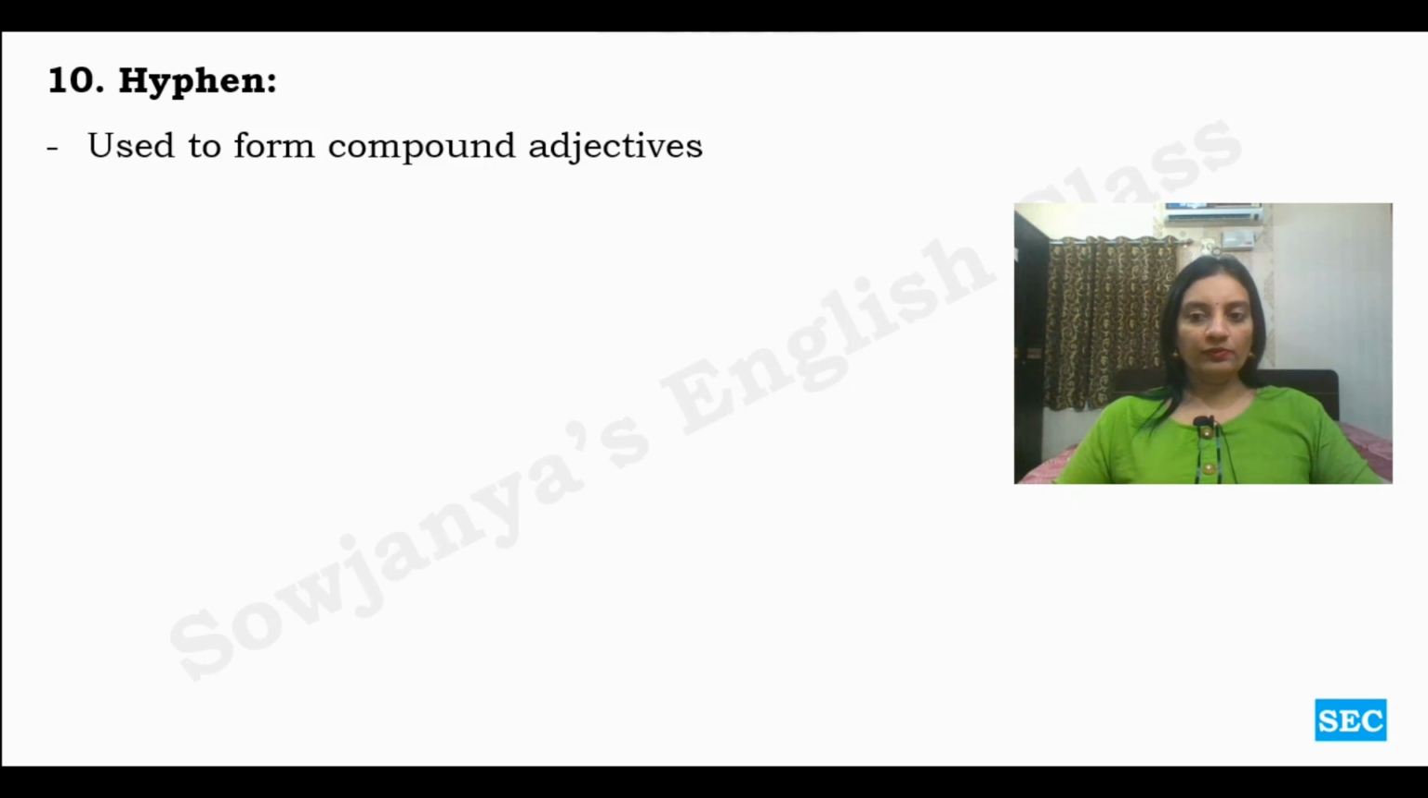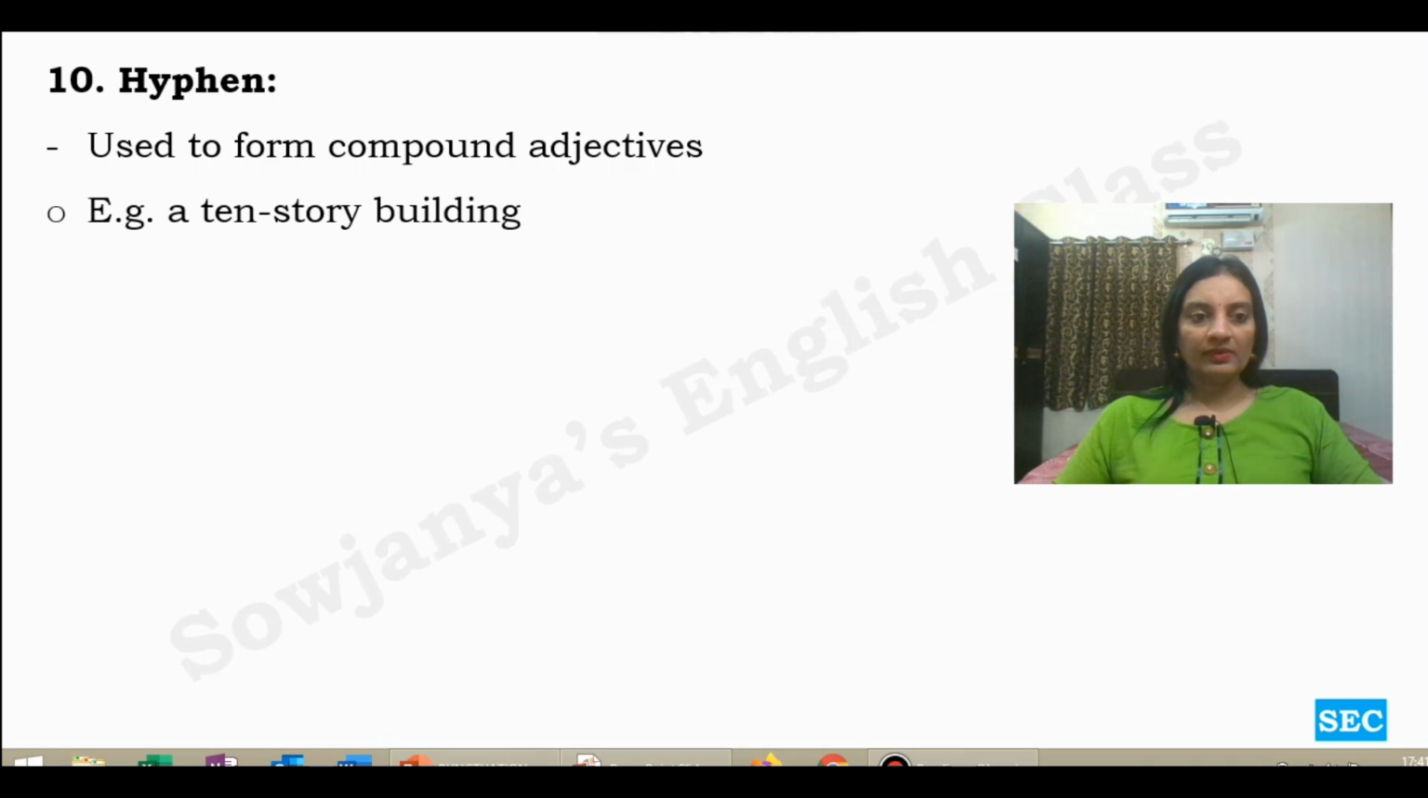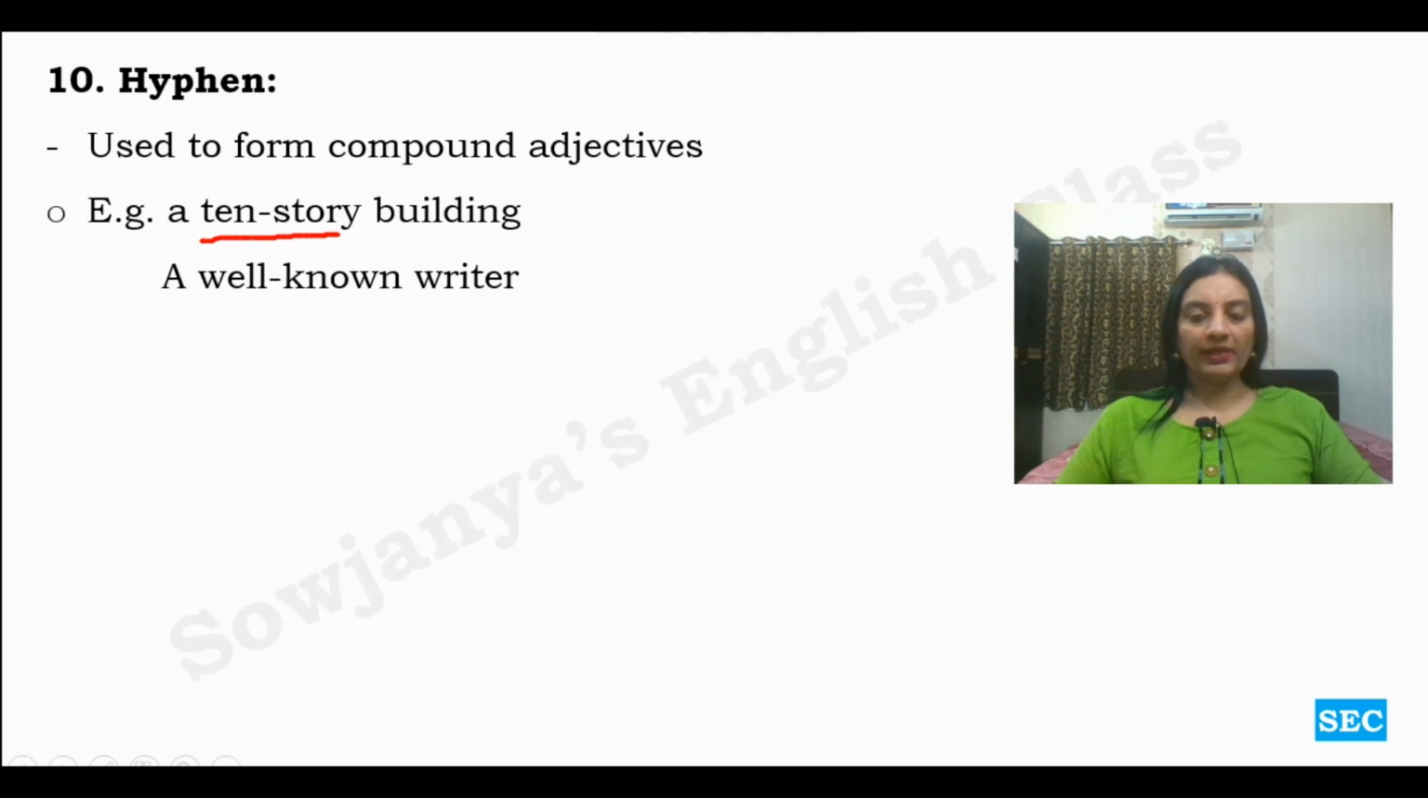It is used to form compound adjectives. Example, a 10-story building. This entire 10-story acts as an adjective. And what sort of adjective is that? A compound adjective. A 10-story building or a well-known writer. The entire thing well-known acts as an adjective here. It is a compound adjective, and it is used to form compound verbs as well.